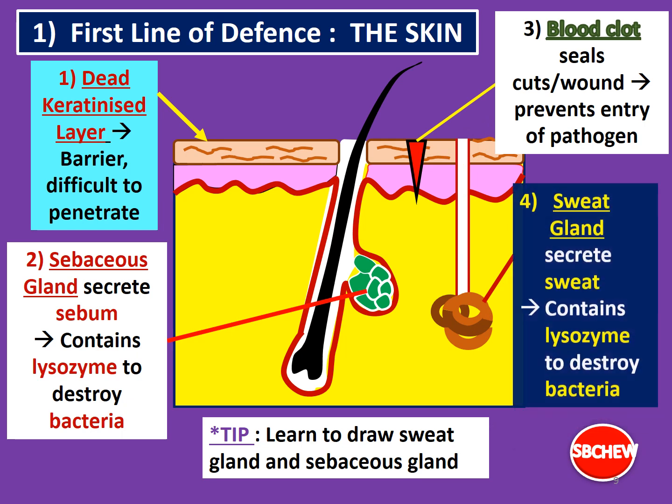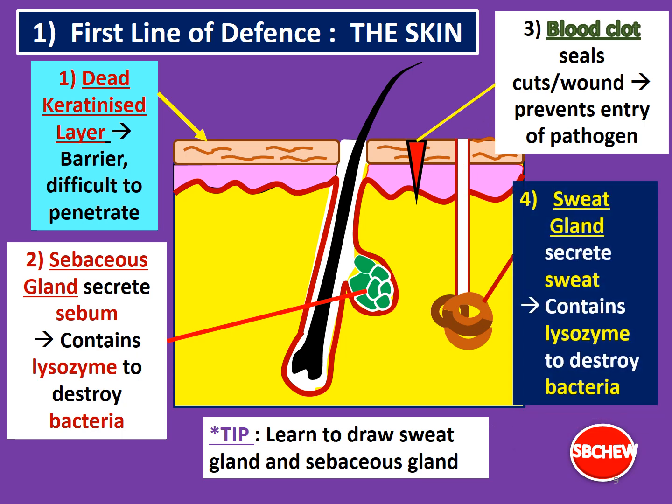Fourthly, sweat gland. We have to know how to identify the sweat gland and also draw it on a picture of the skin. So sweat gland secretes sweat that contains lysosome to destroy bacteria. And the structure of the sweat gland is like a rope that is coiled up. So you must know how to draw this diagram. So usually there will be a duct that leads up to the top for the sweat to flow out. So learn to draw the sweat gland and sebaceous gland, and also to identify these structures in a picture of the skin in case you are asked to identify them and discuss the first line of defense.